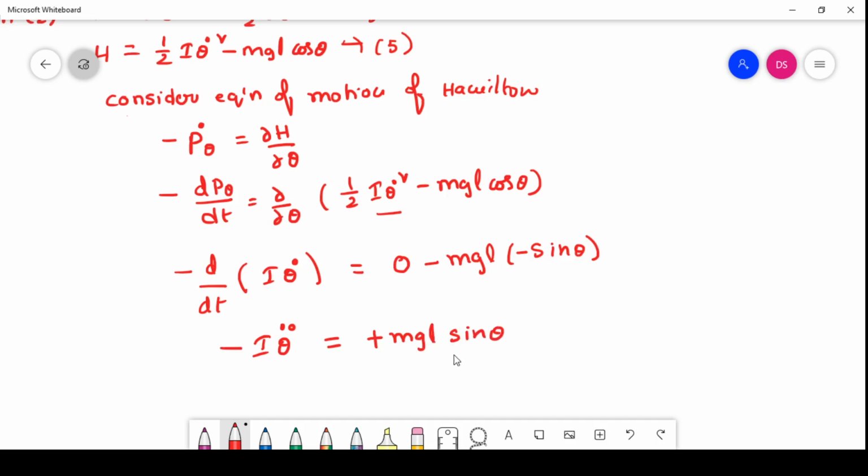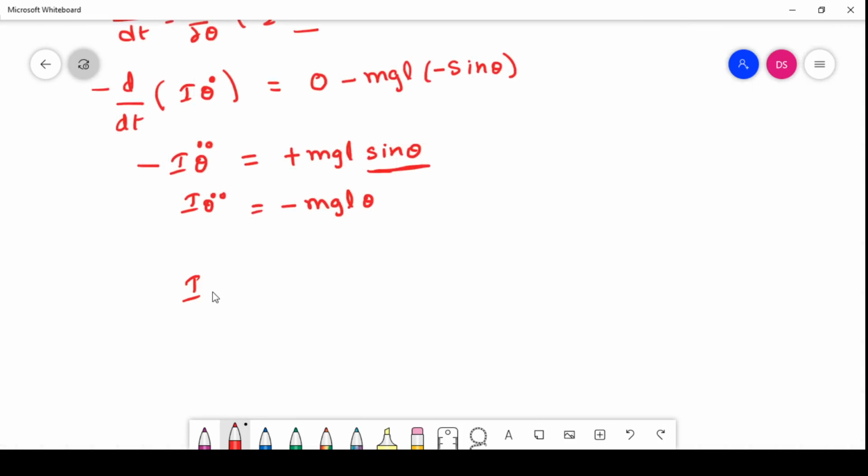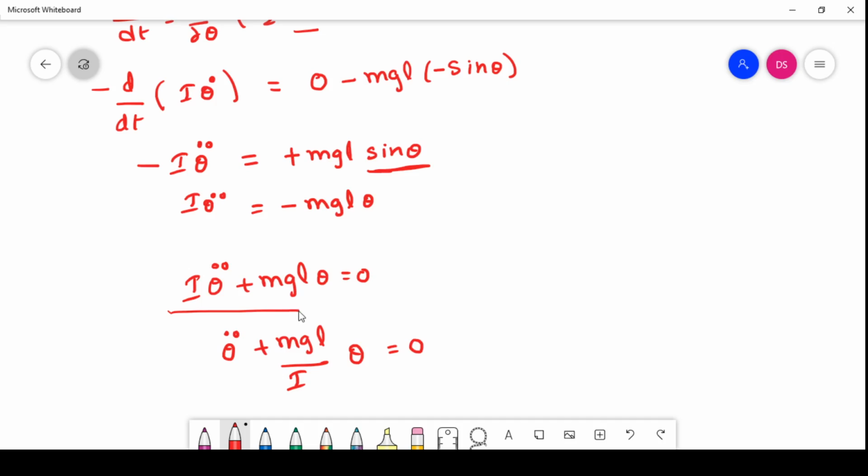Now as usual, if theta is very small, instead of sin theta we can write theta. So minus mgl theta. So I theta double dot plus mgl theta is equal to 0. Theta double dot plus mgl by I into theta is equal to 0. Now this is the equation of motion of the compound pendulum.